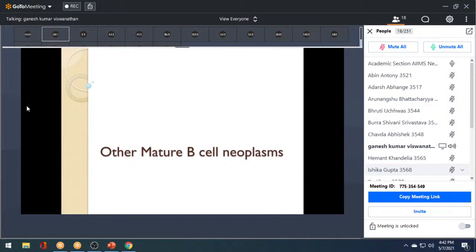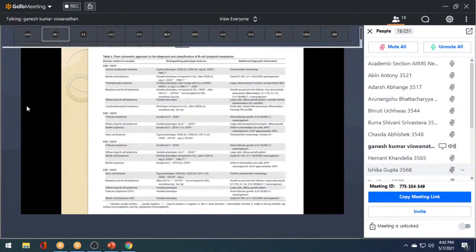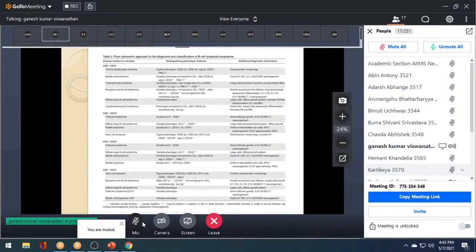So before moving forward, I'll just show you one table which shows how we will classify B-cell neoplasms based on two important markers in flow cytometry or by immunohistochemistry. When a lymphoma is suspected, we try to establish whether it is B or T cell. So we do CD19 and CD20. If they are positive, it most likely indicates that it is a B cell type of proliferation. And to say that it is a neoplasm, we establish monoclonality.